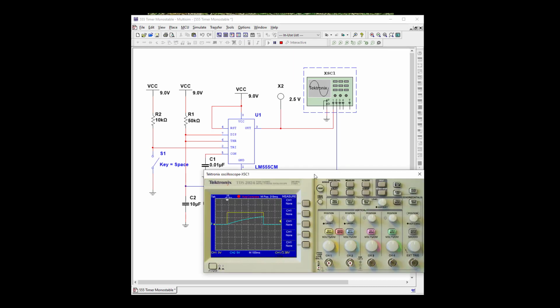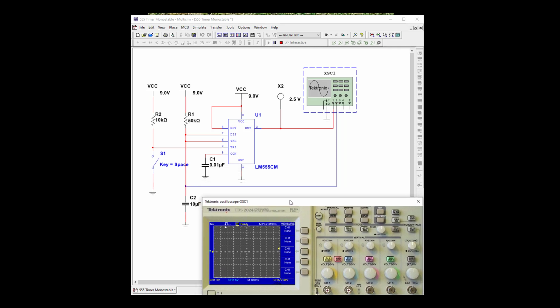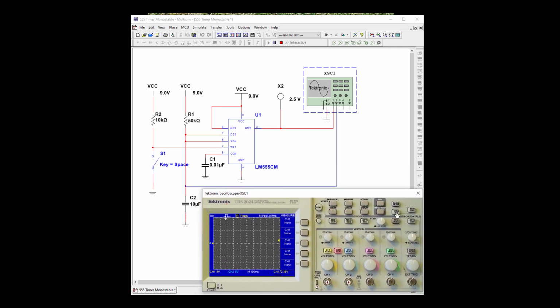Okay, let's open up our oscilloscope and let's clear it. Okay, and we are going to use single sequence, so it'll latch it. And let's go ahead and start. So what we're going to do is click on the page, and we're going to quickly hit the space bar, which is going to close our switch, and it's going to start our monostable. A monostable is a one shot, so it's going to produce one pulse, and good, it stopped.